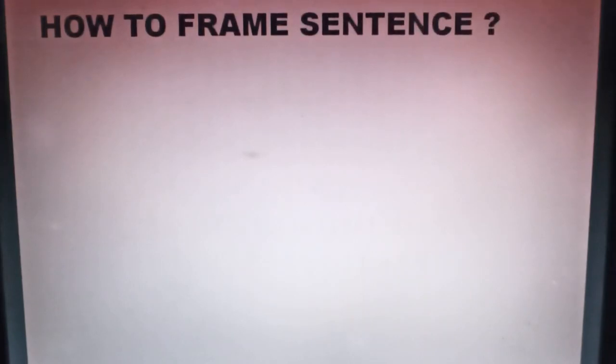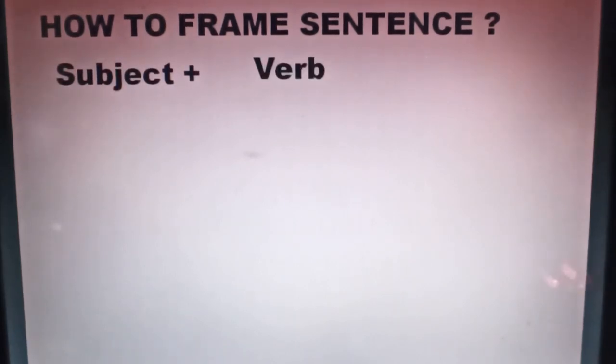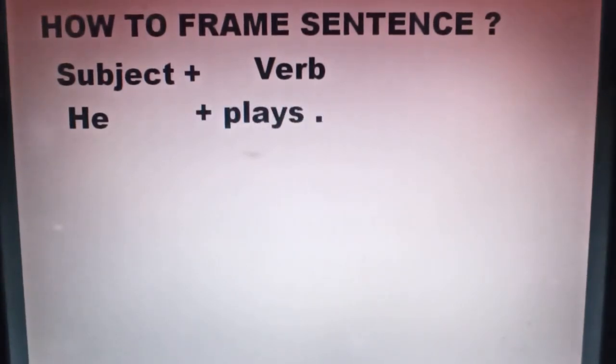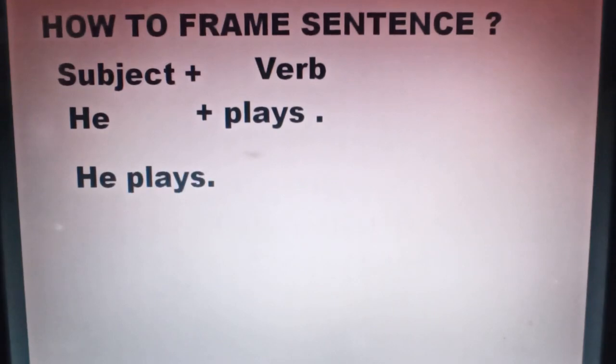Now, how to frame a sentence? I am going to tell you कि आप sentence कैसे बनाएंगे. Subject plus verb. He is the subject. Plays is the verb. So this is a sentence. He plays.